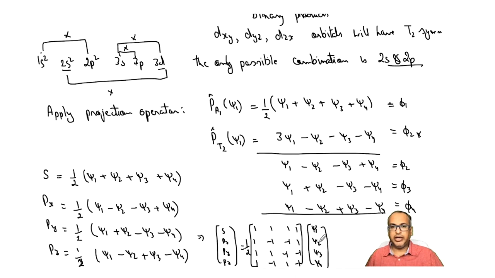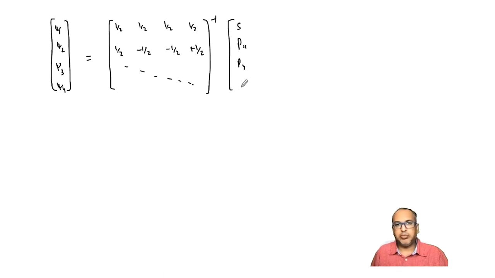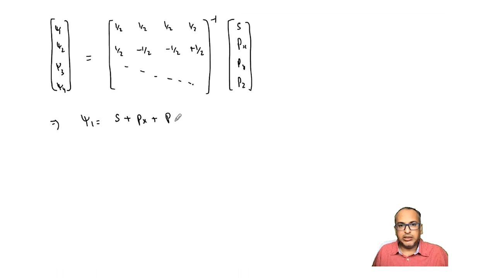Now if I want to write in terms of psi, what are the combinations of s and p orbitals? I can say that psi 1, psi 2, psi 3, psi 4 is equal to half times the inverse of this matrix, so you can write the rest of the components, with S, Px, Py, Pz, right? Now if I expand this, taking the inverse, I can write psi 1 is equal to S plus Px plus Py plus Pz.